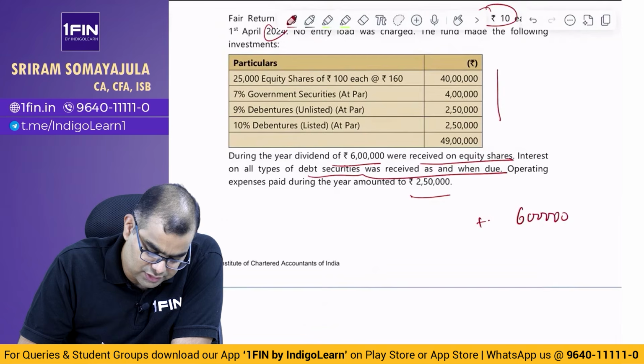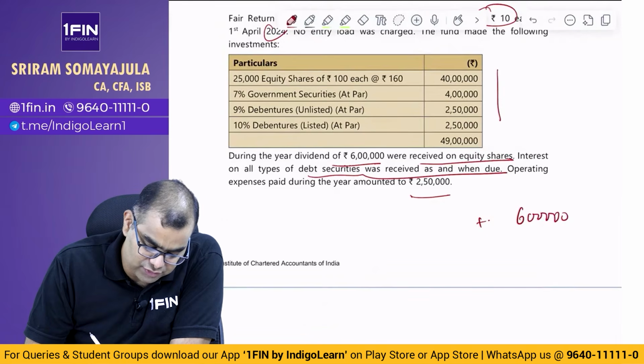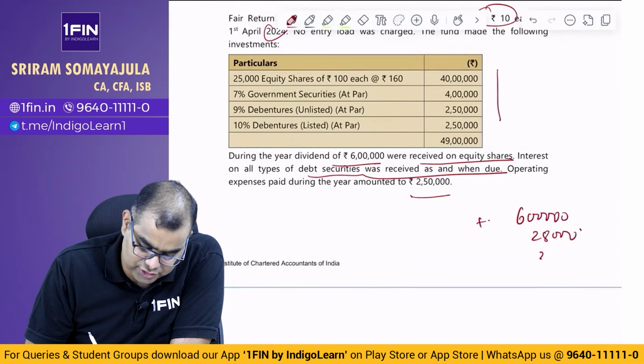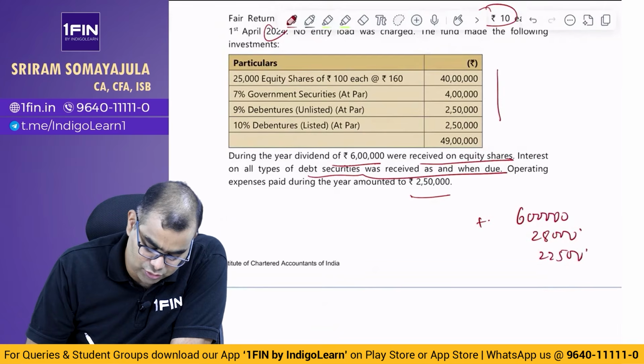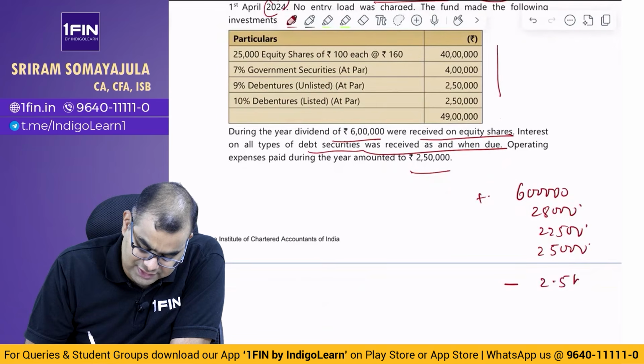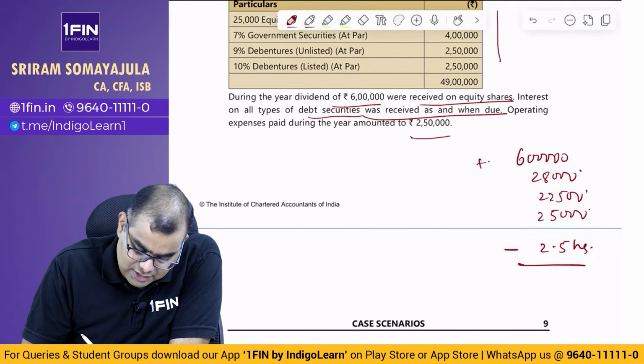Okay. Interest on all types of investments was received as and when due. So you got 7% on 4 lakhs is 28,000 and 9% on 2.5 lakhs is 22,500. 10% on 2.5 lakhs is 25,000. This is the money, and expenses that you paid is 2.5 lakhs. So 6 minus 2.5 is 3.5. 3.5 plus I think 70.